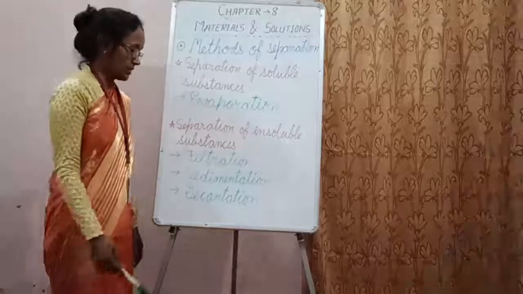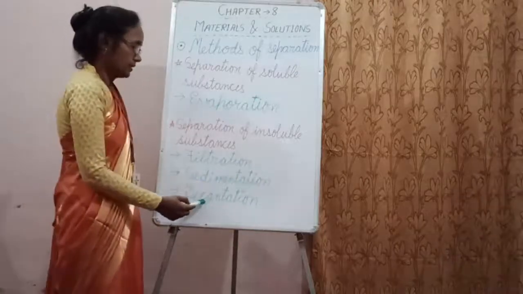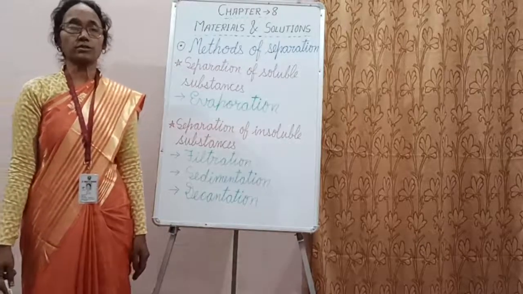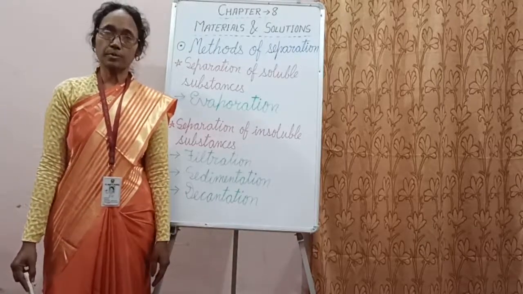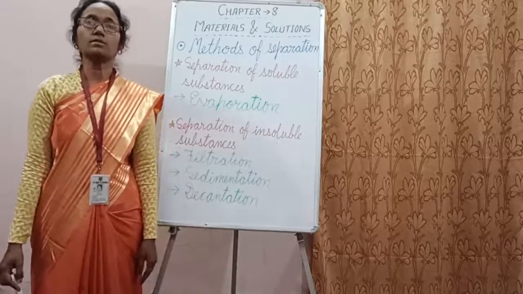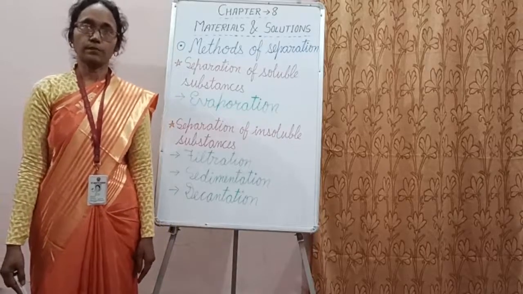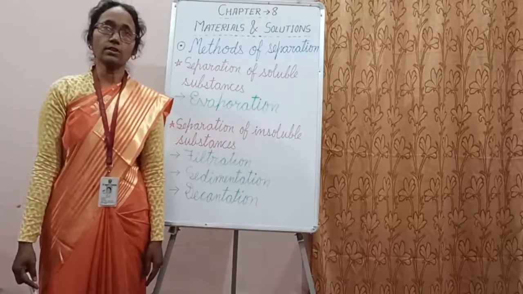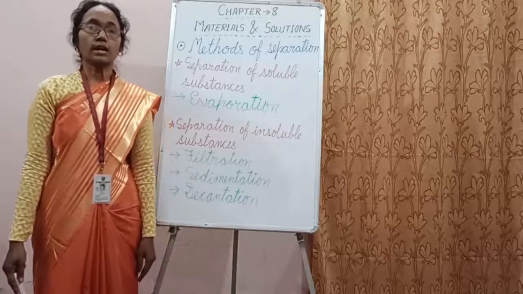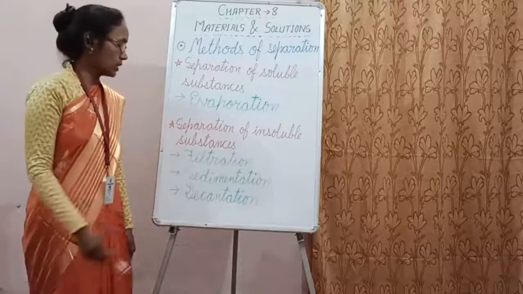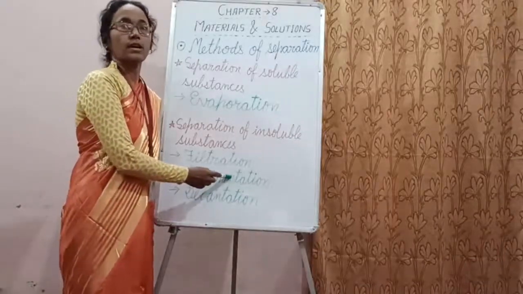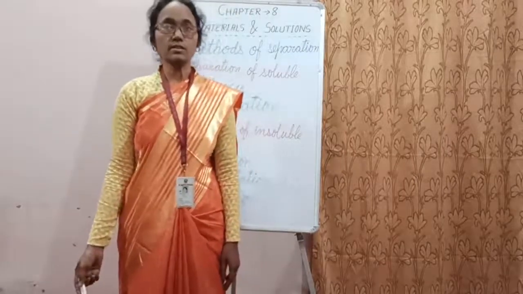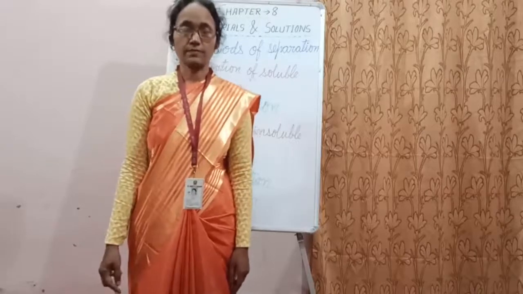Our next method is sedimentation and decantation. Sedimentation and decantation methods are used to separate a heavier insoluble substance from a liquid. The process of settling down of the heavier insoluble substance at the bottom of a liquid is called sedimentation. The substance that settles down during this process is called sediment.